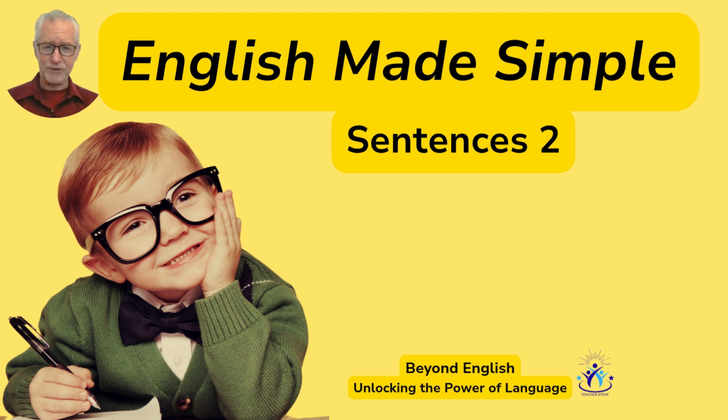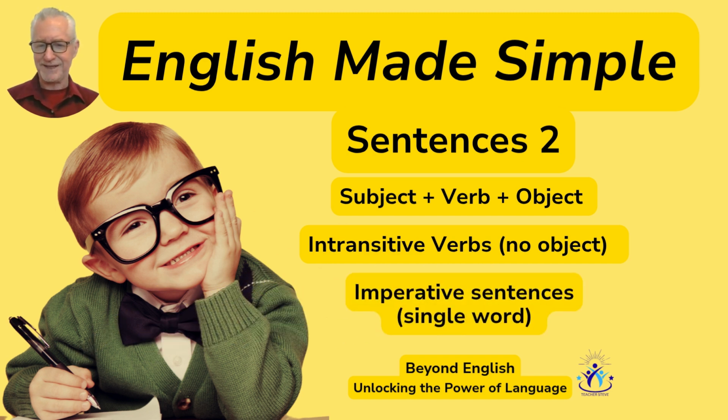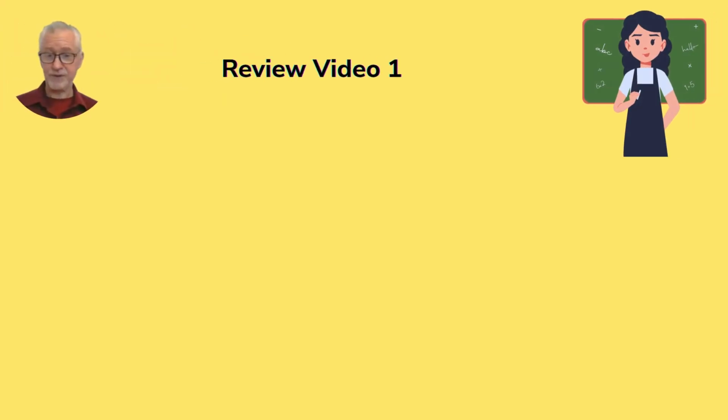Today we're going to be looking at the subject, verb, object sentence structure, intransitive verbs, which are verbs without an object, and imperative sentences that are single word sentences that don't even appear to have a subject or an object. Let's get into it. Let's start with a quick review or recap of video 1.